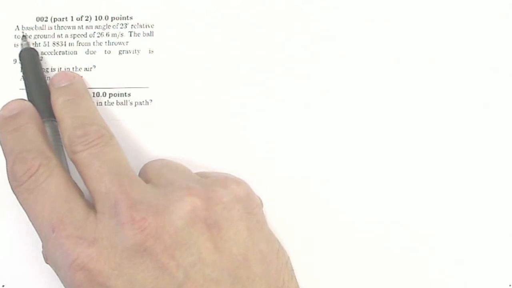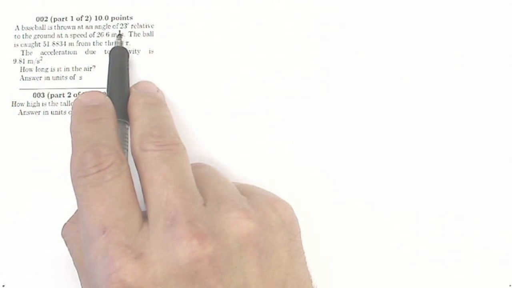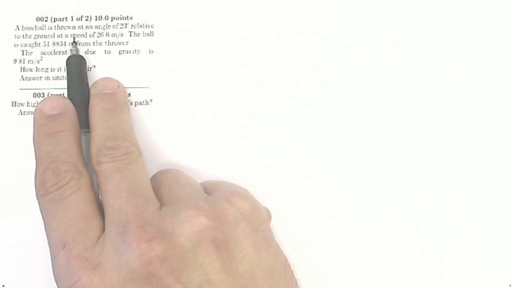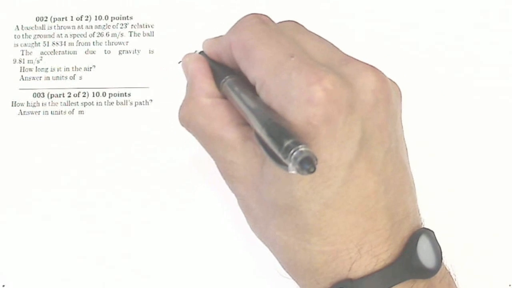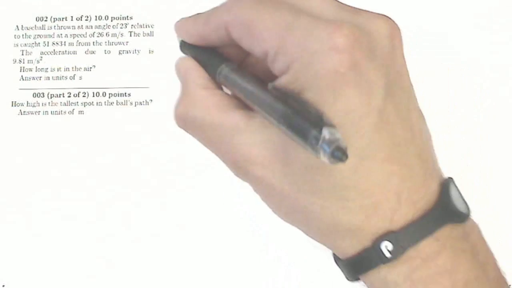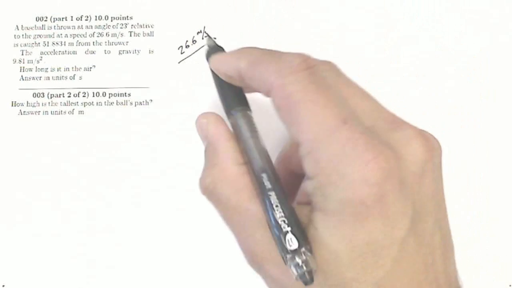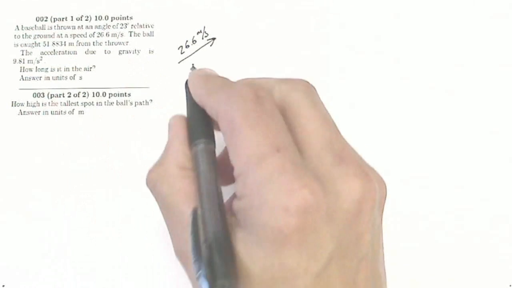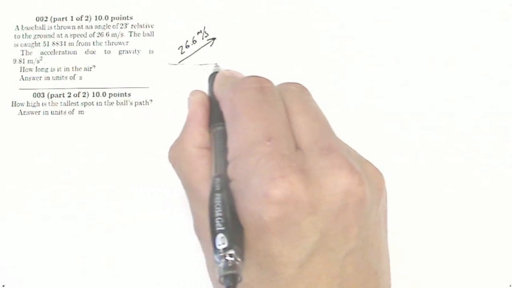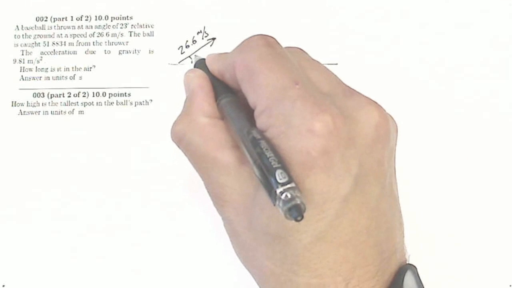Question 2 says, a baseball is thrown at an angle of 23 degrees relative to the ground at a speed of 26.6 meters per second. So I know that I've got some initial velocity, and this angle, this monster, is going to be 26.6 meters per second at an angle of 23 degrees. So I know that if this is my ground, that I've got 23 degrees right here.